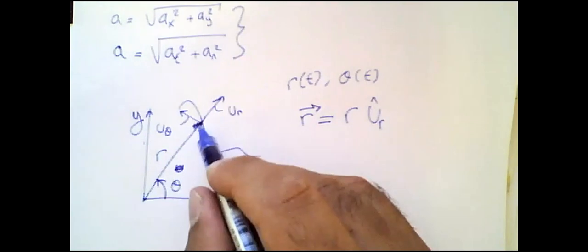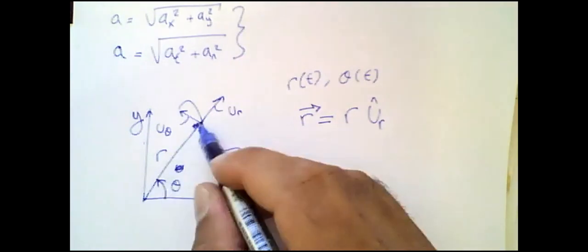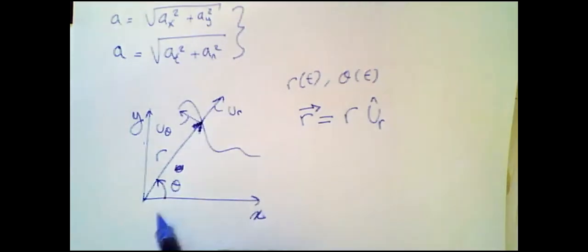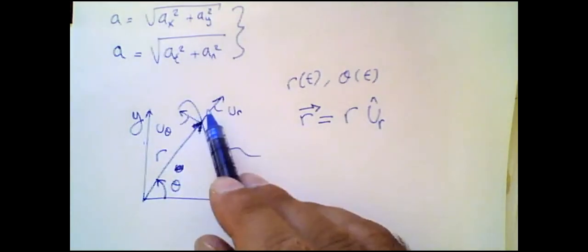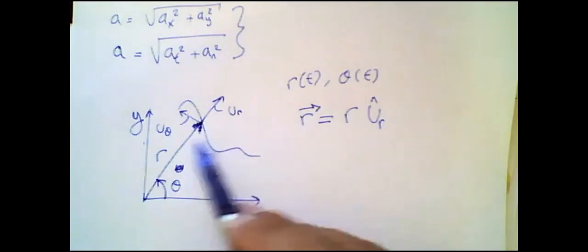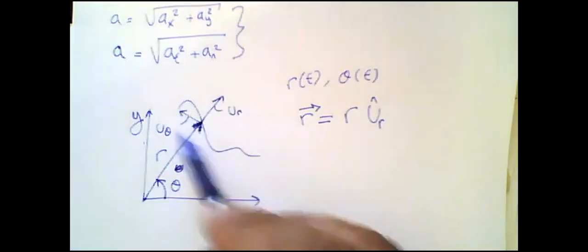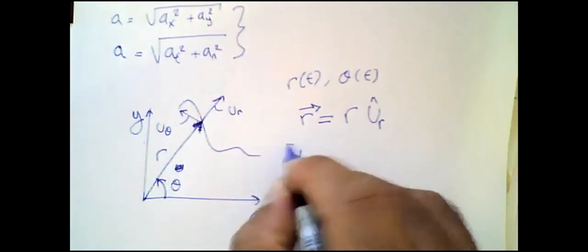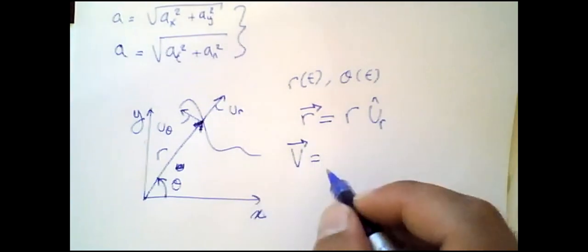So that simply means that I'm trying to express the vector R in terms of this frame. If I want to express it in terms of that frame, it's very easy. I can decompose UR along the X and then along the Y direction. But now I'm interested in finding the acceleration in the UR and U theta frame. So if I want to find the velocity, how can I find the velocity vector?